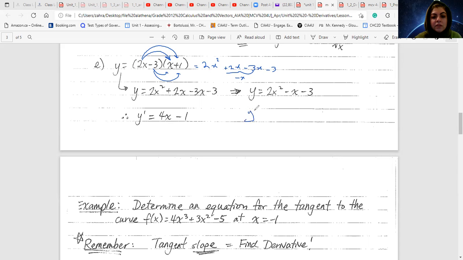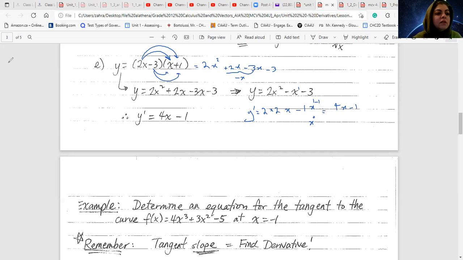Then you simply take the derivative. Derivative is power in front, power minus 1. Here it is the same thing, power in front. The power of that is 1, right? You bring it in front, x to the power of 1 minus 1. So 1 minus 1 is 0, and x to the power of 0 is 1. Basically here the answer is just negative 1. So it's 4x minus 1.